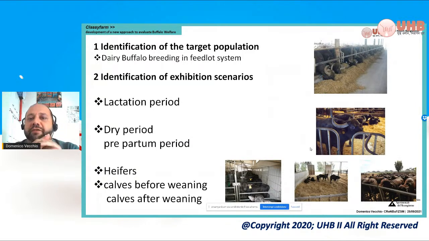The identification of a target population and its exposure scenario is a prerequisite for identifying a hazard in macro areas. By identifying these phases of the breeding system, we have the ability to identify animal, environment, and the interaction between them.